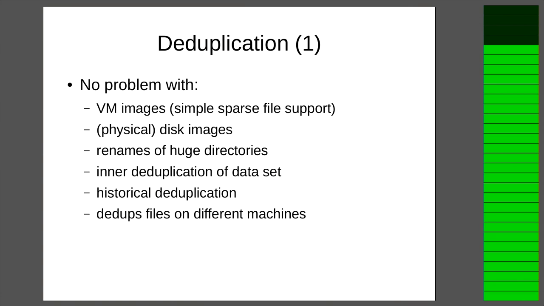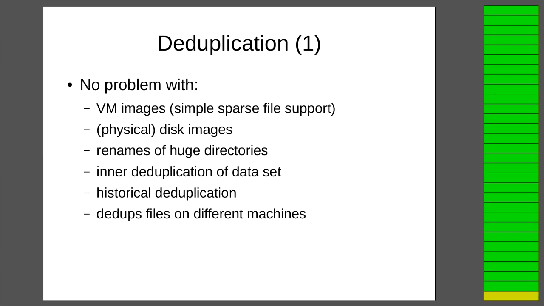About deduplication, it's quite nice because it works on the chunks. It's not complete file-based deduplication, but it's based on pieces of files. So you can deduplicate your virtual machine images, and if you start your virtual machine and stop it again and make another backup, it will only back up the few chunks in the virtual machine image that really changed. Also, if you rename a big directory, it will still work with the deduplication because it's not based on the name.